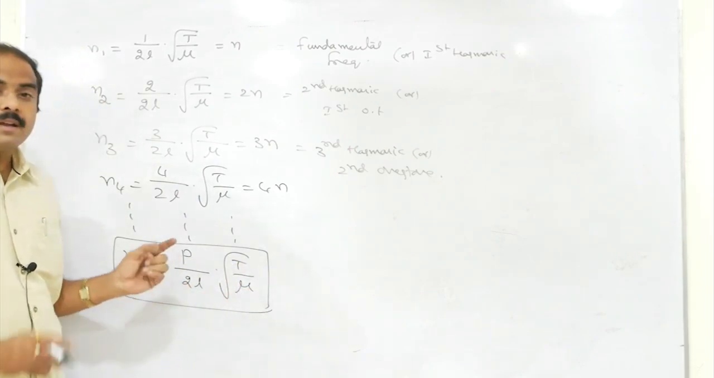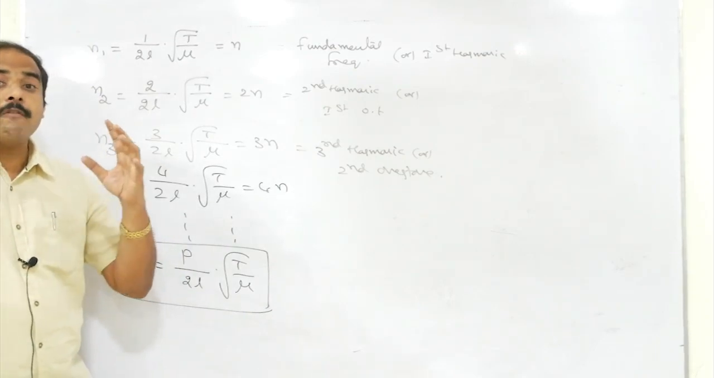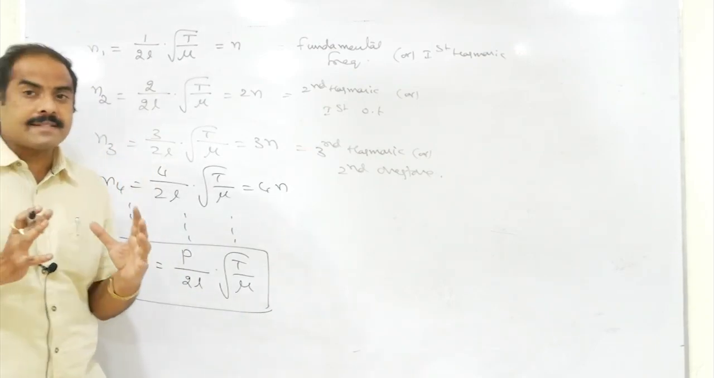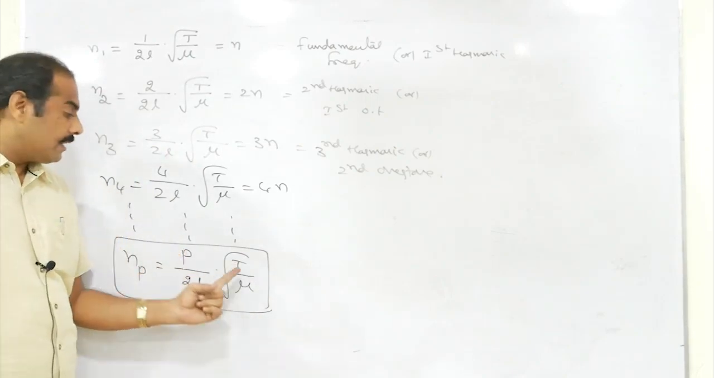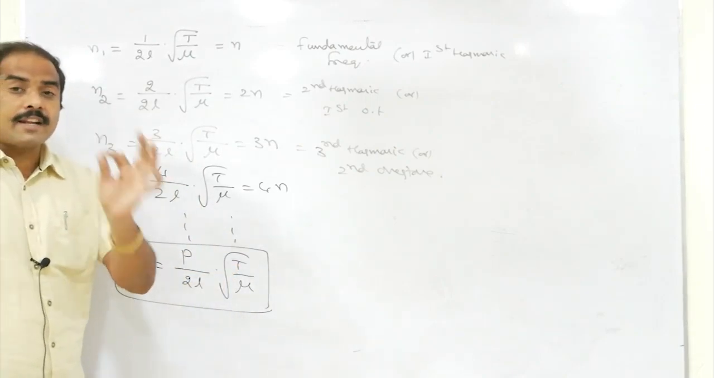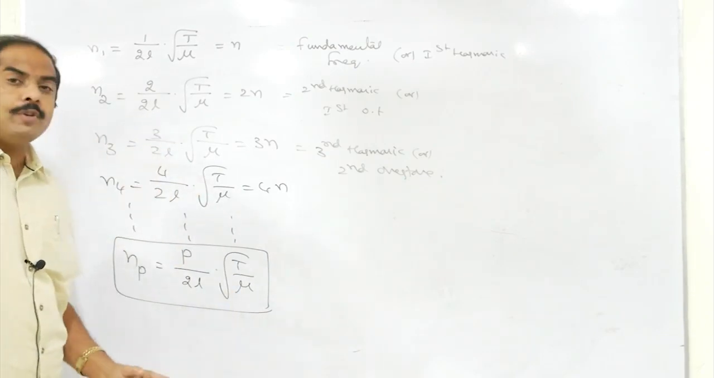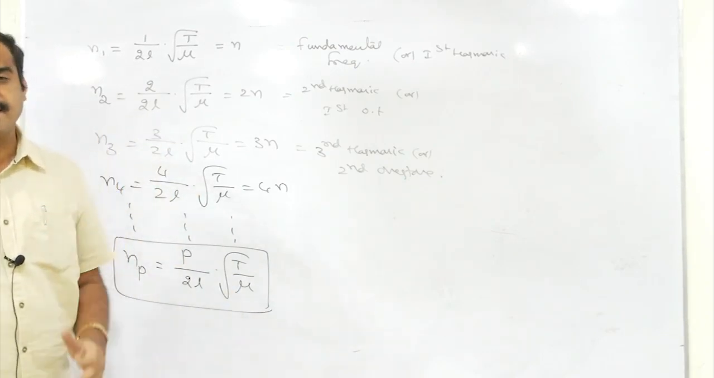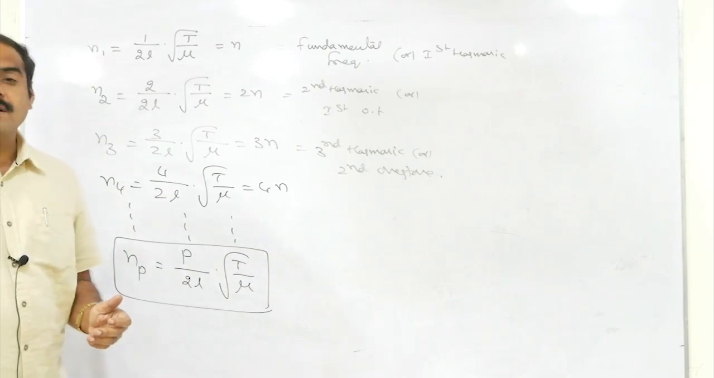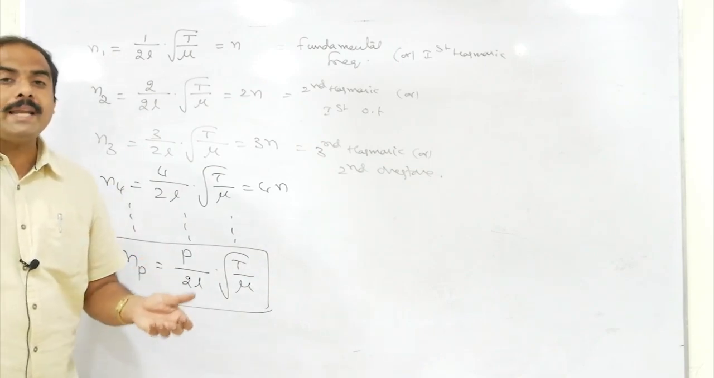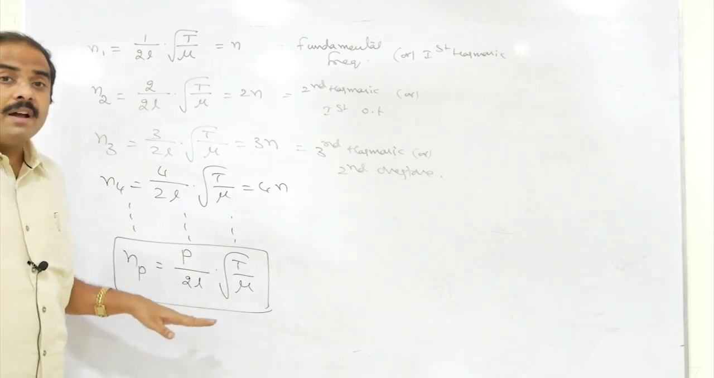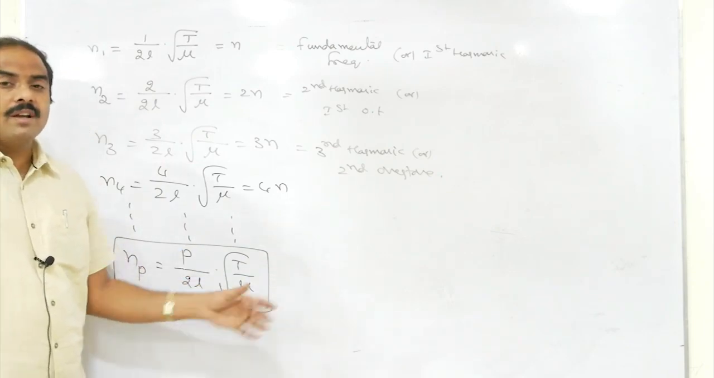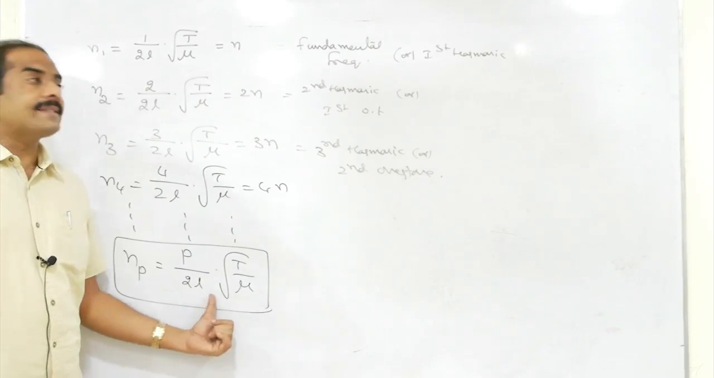What is this P? P indicates the number of loops. L is the length of the string. What is this T? Tension attached to the string. What is this mu? Linear density or mass per unit length. So this is the expression for the frequency of a stretched string when it vibrates in P segments.